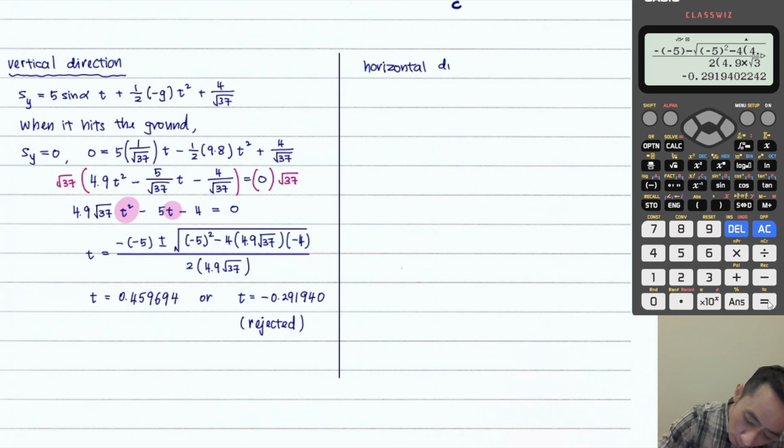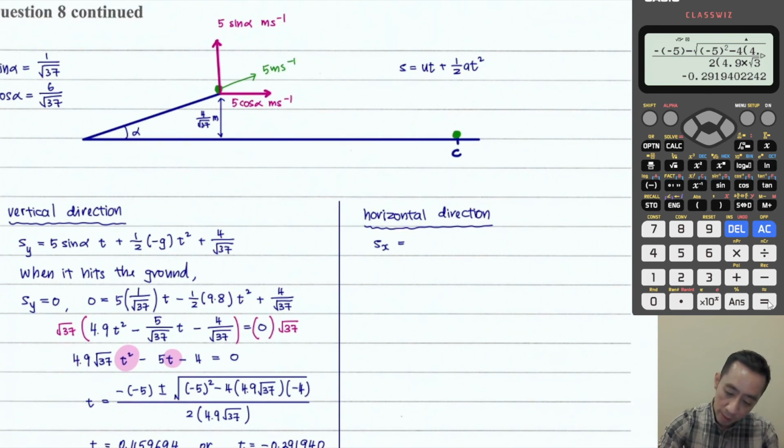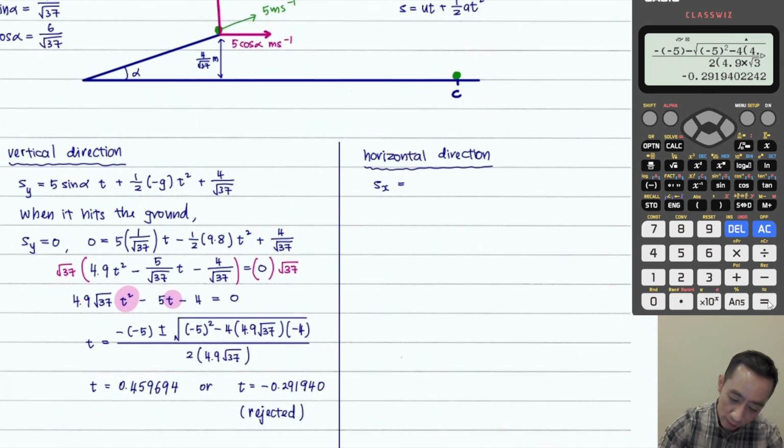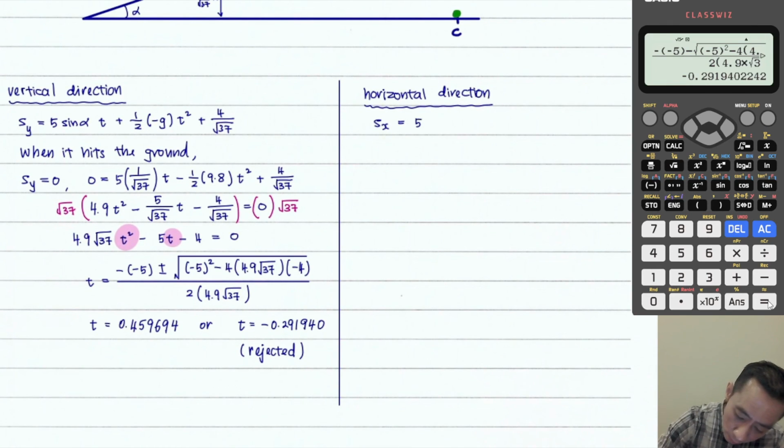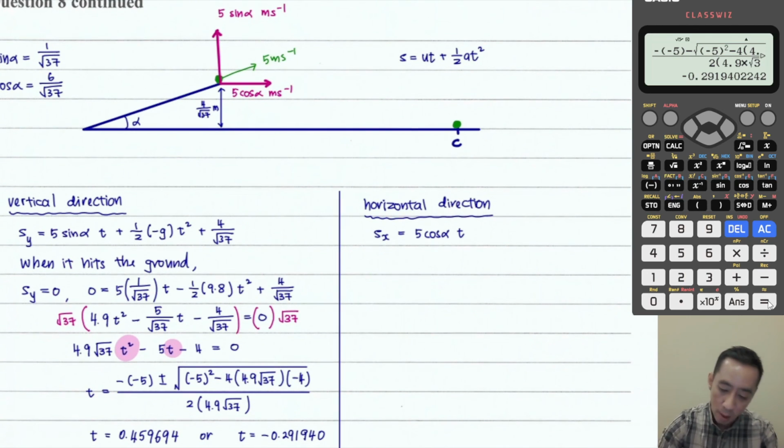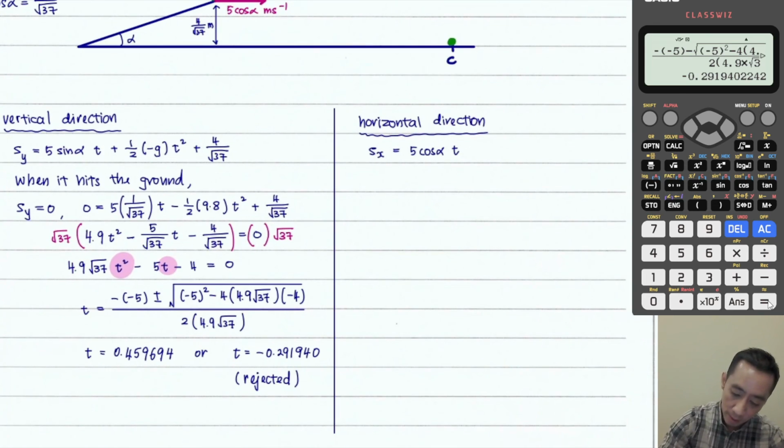In this projectile motion, for the horizontal distance, Sx equals the initial velocity, 5 cosine alpha, times t, plus 1 over 2 a t squared. For this horizontal direction, we don't have any forces. There is no wind, no friction or whatever, because it's moving freely. So there is no acceleration, so this portion will be 0.